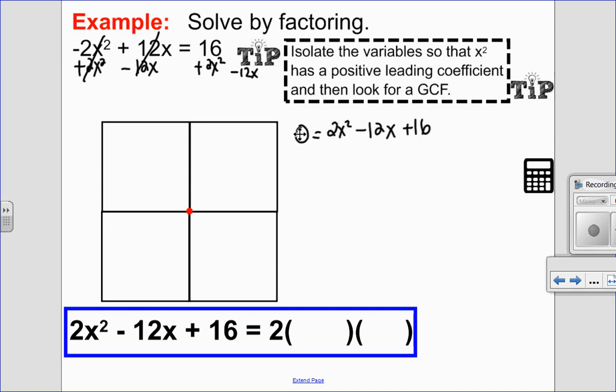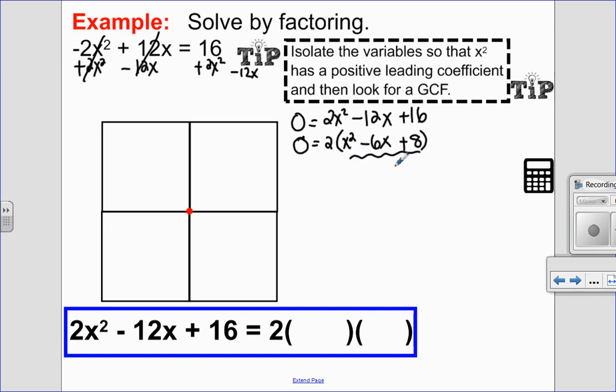Okay, so now that I've made my leading coefficient a positive number, I'm just going to see if I have a GCF. Since all the numbers are even, I know I have a greatest common factor of 2. So let's factor out a greatest common factor of 2. 2x squared divided by 2 is x squared. Negative 12x divided by 2 is negative 6x. 16 divided by 2 is positive 8. So this is the quadratic that I'm going to factor, and you'll notice down here I kept my 2 outside. Don't forget about the 2.